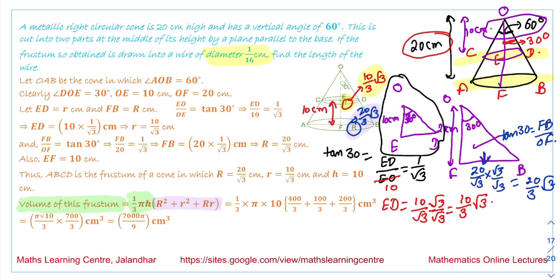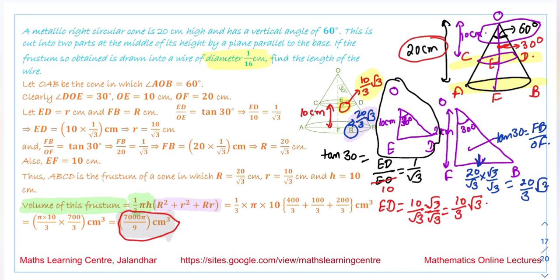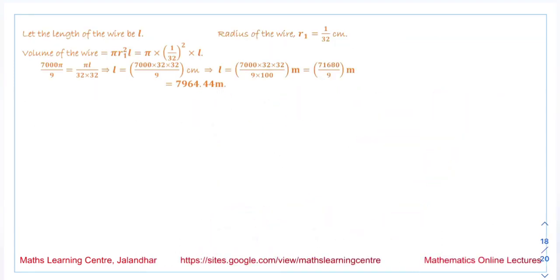When we substitute these values over here, the final answer we will obtain on solving these values, these calculations are shown over here, and you should try these calculations on your own. The answer for the volume we will obtain is 7000 pi by 9 centimeter cube. Now it is given that if the frustum so obtained is drawn into a wire of diameter 1 by 16 centimeter, find the length of the wire.